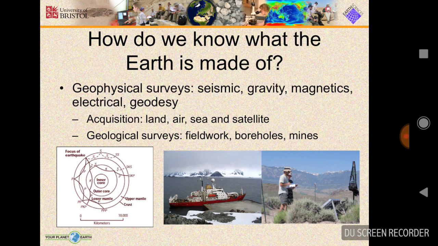Some more information that you'll find in the Earth's layer slide, but seismic activity is how we generally know what the Earth is made out of.